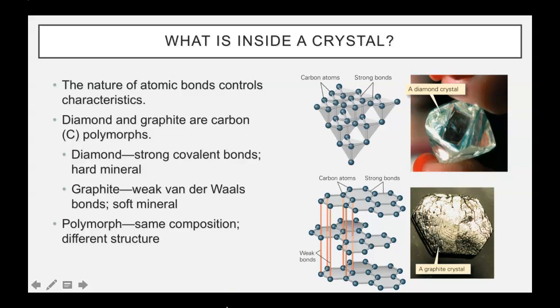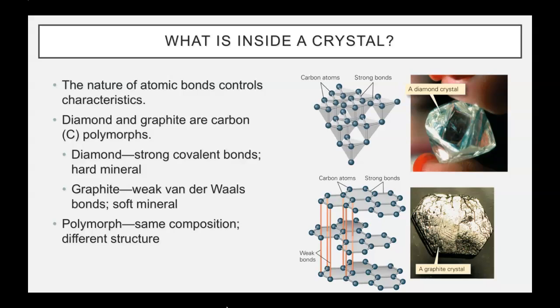Talking about strength, we're going to use carbon as an example. So graphite and diamond are polymorphs of each other. They both are just made up of carbon atoms, but they have atomic structures that are very different. Looking first at the diamond, the strength of the bonds is very strong between the carbon atoms. Those are covalent bonds. And diamond is the hardest mineral, meaning it's the one that is the hardest and most resistant to scratching.